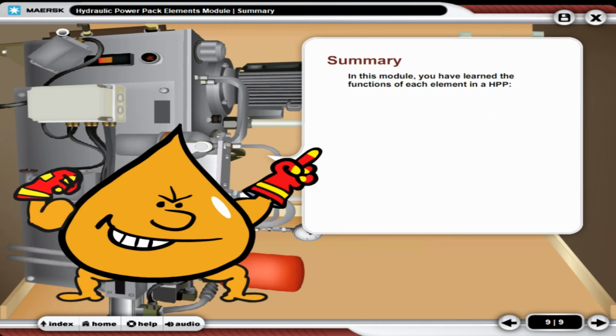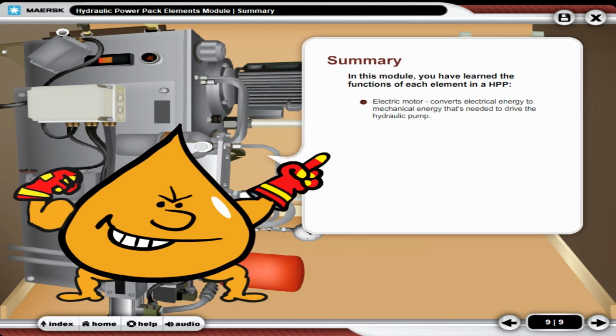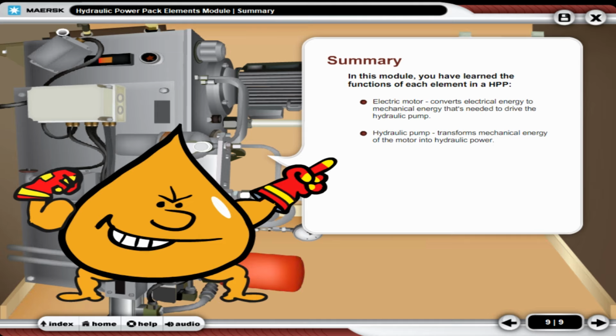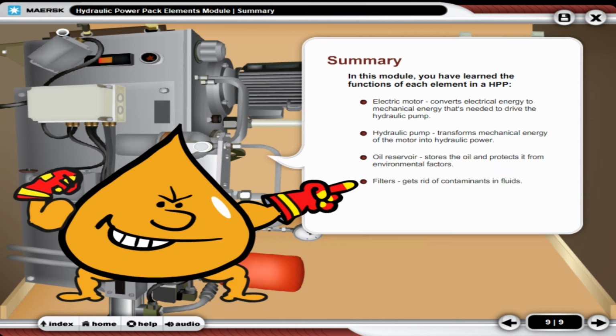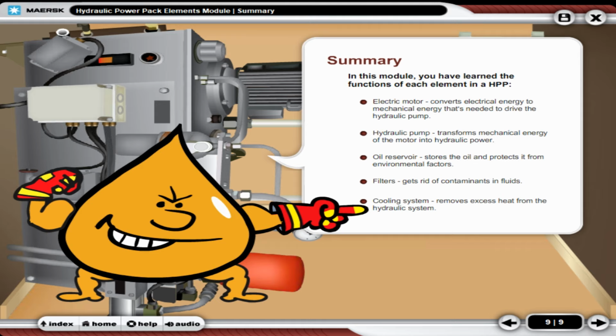In this module, you've learned the functions of each element in an HPP. Electric motor converts electrical energy to mechanical energy that's needed to drive the hydraulic pump. Hydraulic pump transforms mechanical energy of the motor into hydraulic power. Oil reservoir stores the oil and protects it from environmental factors. Filters get rid of contaminants in fluids. Cooling system removes excess heat from the hydraulic system.